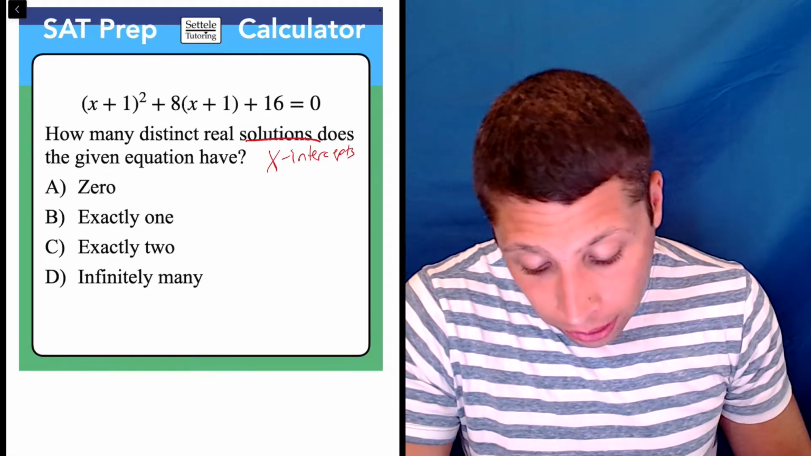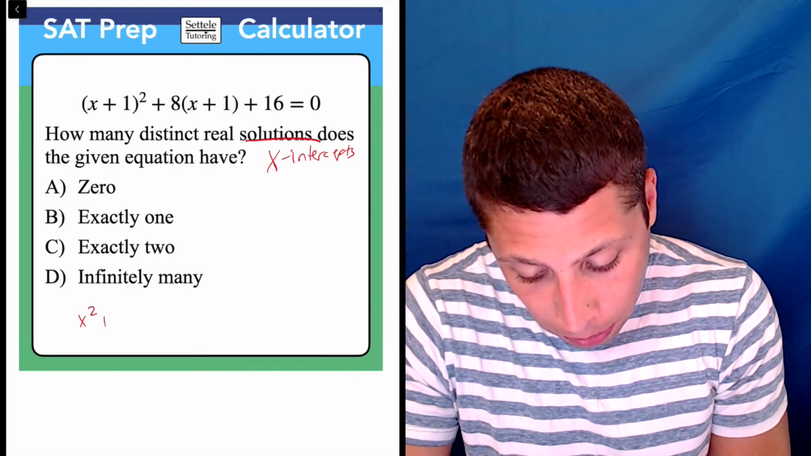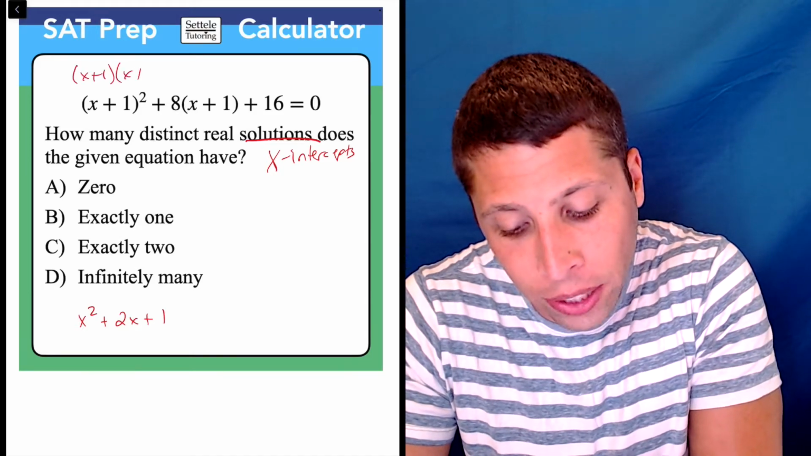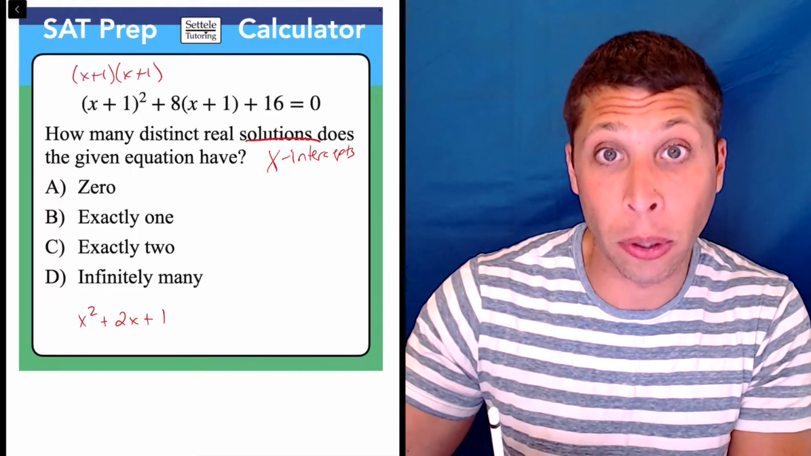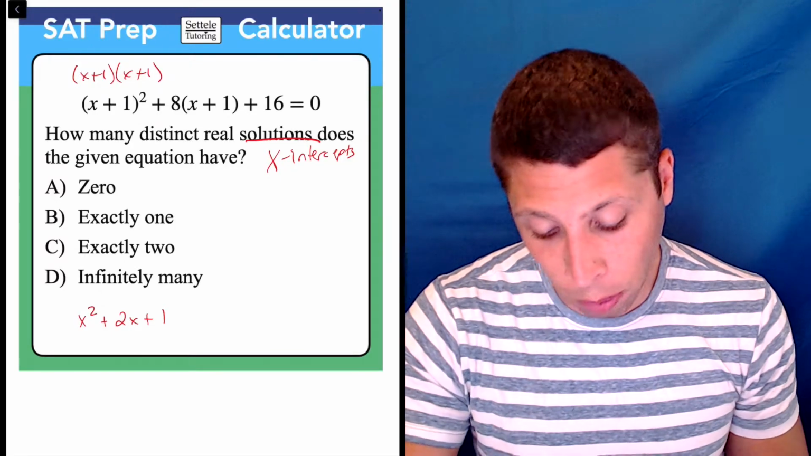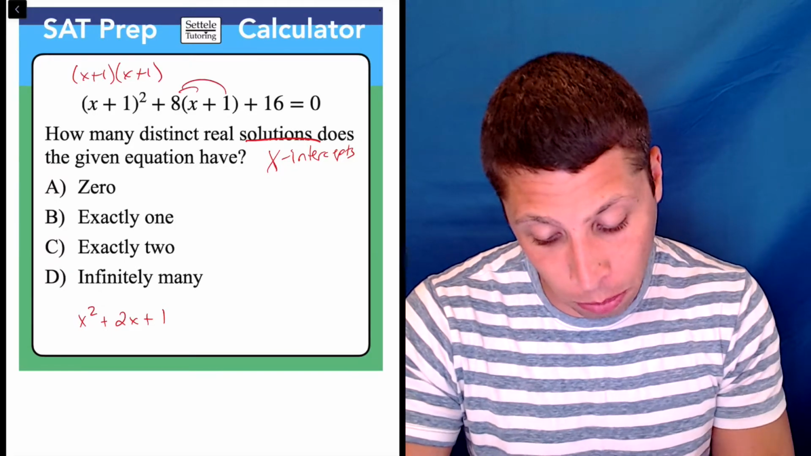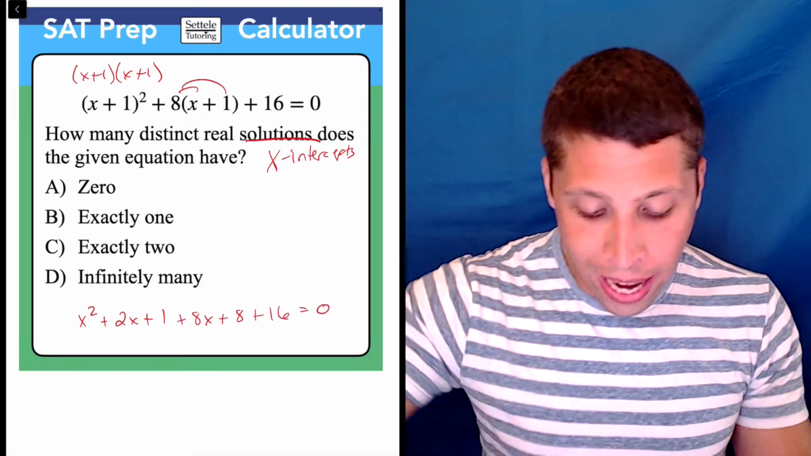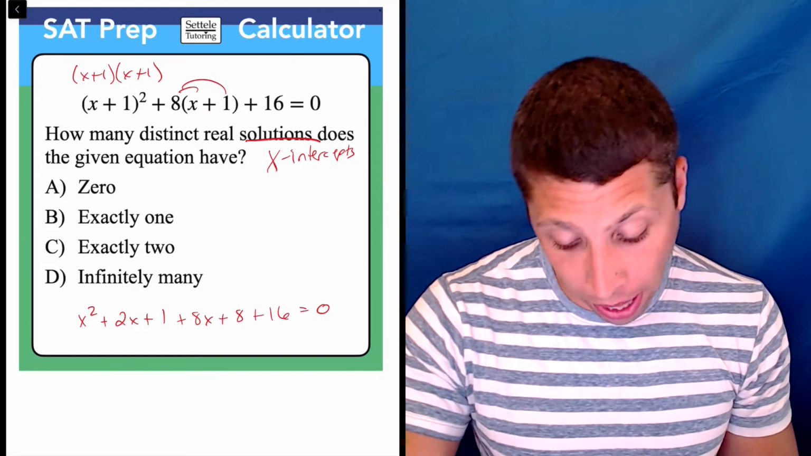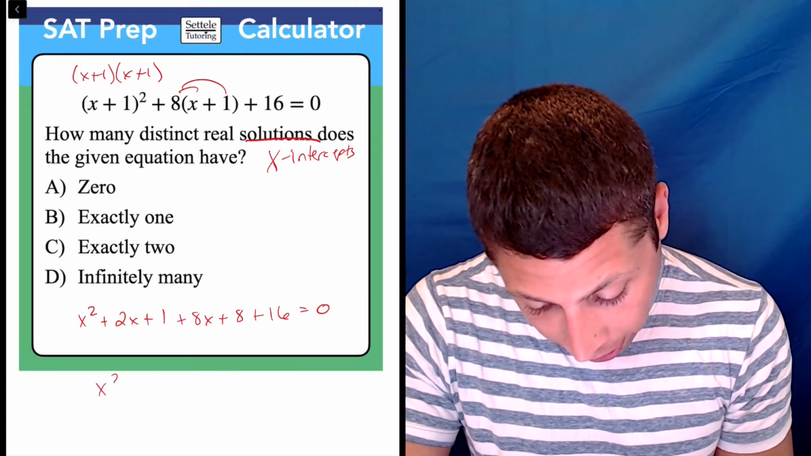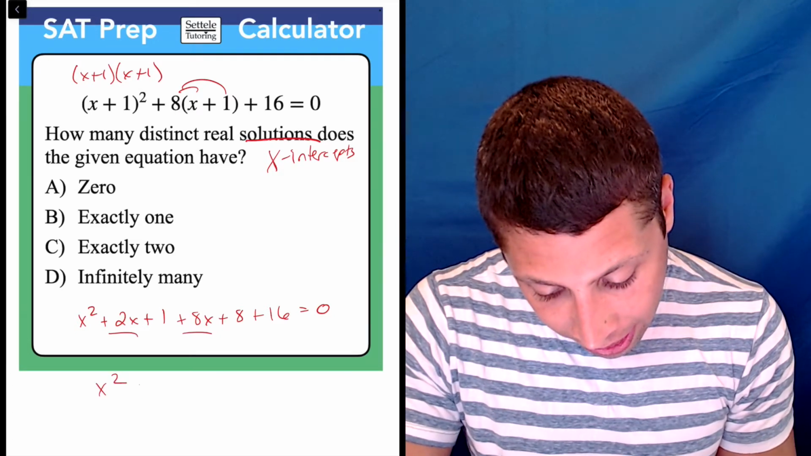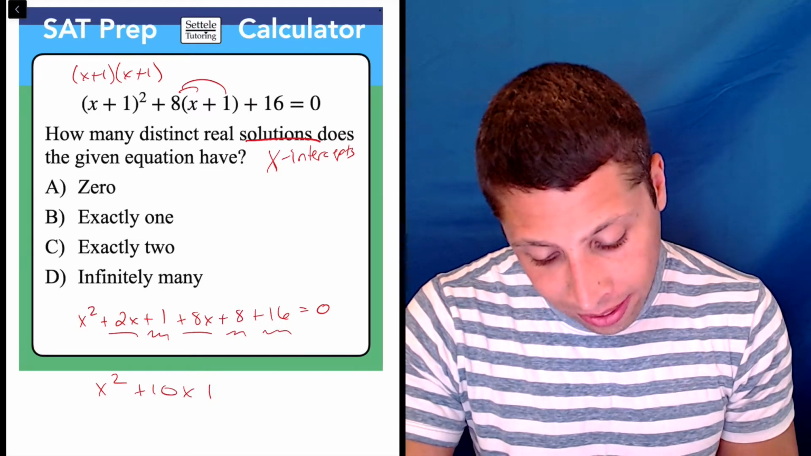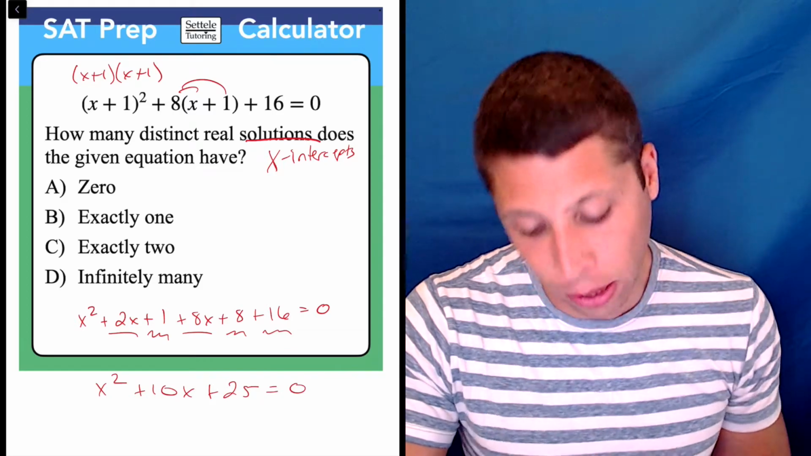And skipping the foiling here, we would get x squared plus 2x plus 1, right? Because remember, this needs to be FOILed out because it's not like we can just distribute the exponent. We need to FOIL it out. So x squared plus 2x plus 1. This then we just do normal distribution, plus 8x plus 8. Don't forget the 16 that's there. And now we can just start to clean up this side. It's about combining like terms. Well, x squared is the only x squared, so that's fine. 2x and 8x is 10x. And then 1, 8, 16, that's going to be plus 25, and that's equal to 0.